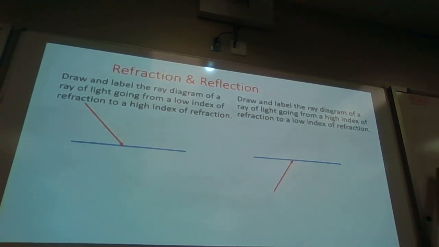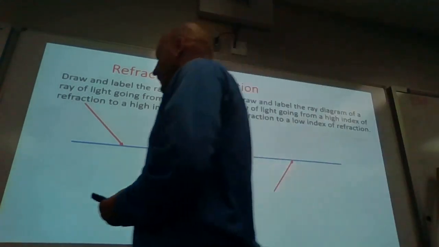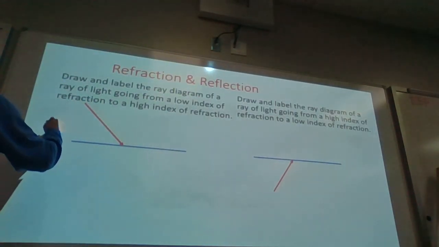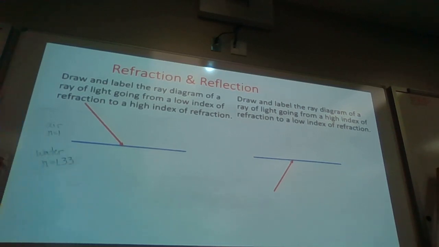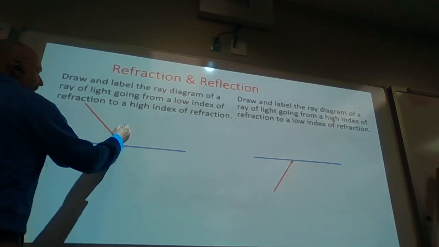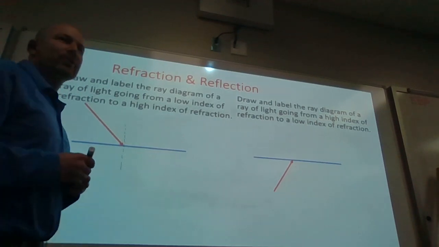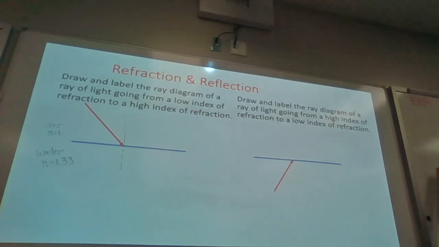Okay. Here we go. Little review. As going from a low index of refraction to a higher index of refraction, i.e., air into water, tell your neighbor what that's going to do. Okay, here are your options. Does it bend away or towards the normal line? It's going to bend towards the normal line.